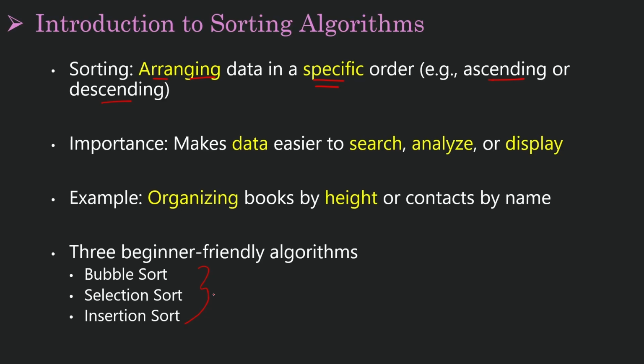Sorting is like organizing your books on a shelf by height or alphabetically. It puts data in order, say, ascending, small to large, or descending, large to small. This makes it easier to search, analyze, or display data, like sorting a contact list by name. Think of it as tidying up a messy deck of cards.